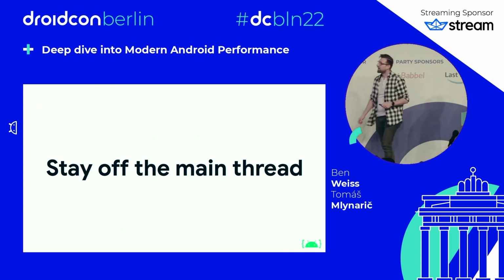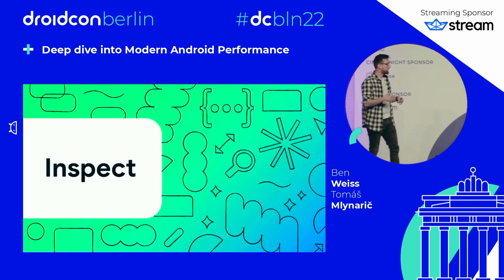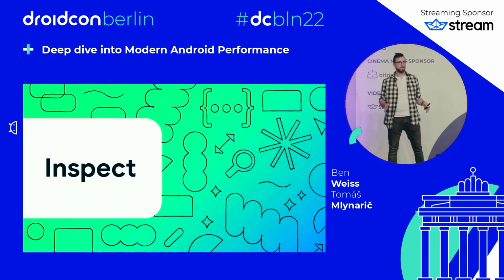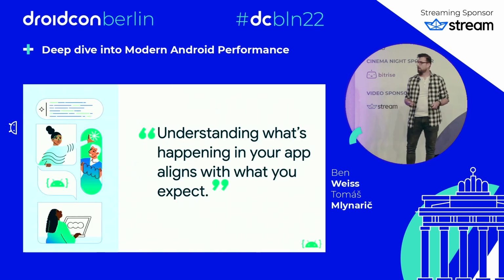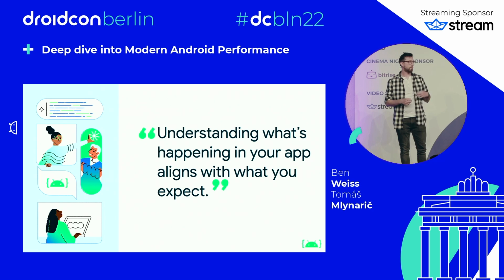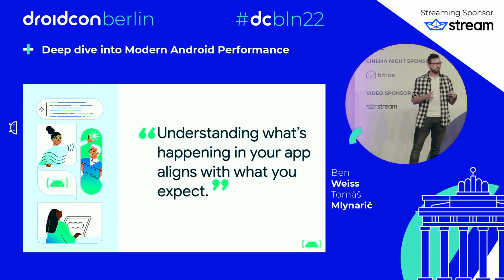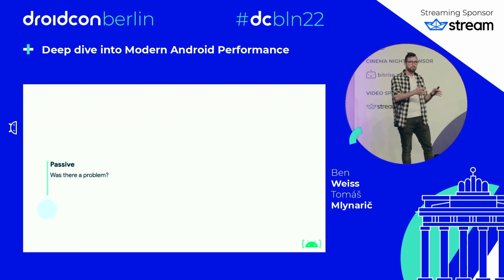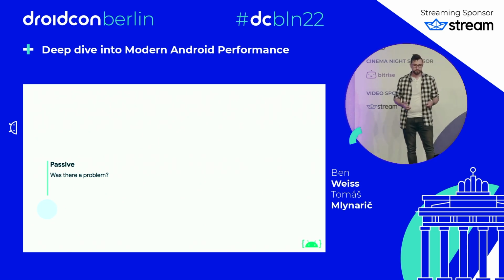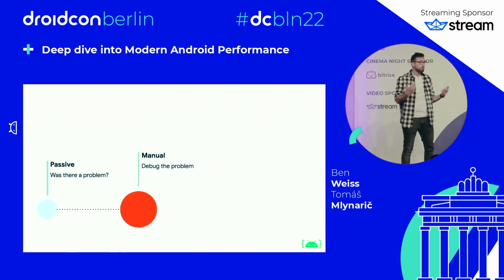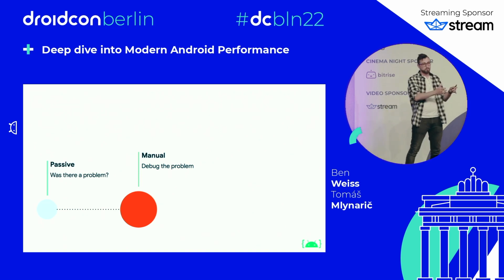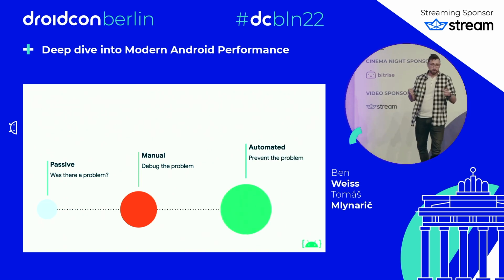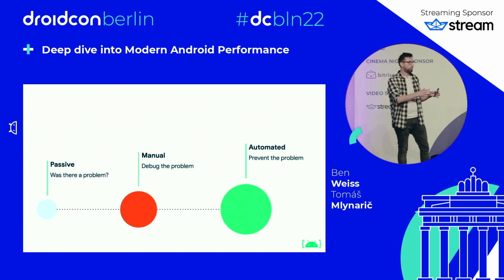Thanks. So now that we've seen the metrics we should look out for, it's time to inspect performance. But what do we actually mean by inspecting performance? Inspecting performance is understanding what's happening in your application, and making sure it aligns with what you expected. There are three ways to inspect performance. First, passive. It's kind of like, can you spot the problem? And we do the things for you. Then there's manual. If you were able to spot the problem, now it's the time you can debug that. And then there's automated. And with automated, you can even prevent a similar problem in the future.